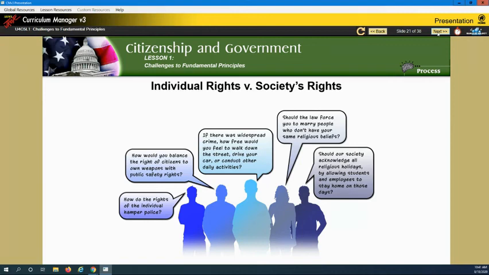Should the law force you to marry people who don't have the same religious beliefs? There's a good question. Should they make a law that says you can only marry somebody of your own religion? Should our society acknowledge all religious holidays by allowing students and employees to stay home on those days? All right, that's one of the reasons why we have separation of church and state. Because what if every religion had a holiday and everybody stayed home at those holidays? We'd never get out of school. We'd never have summer vacation.